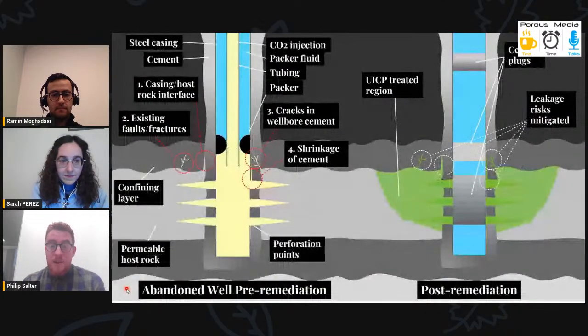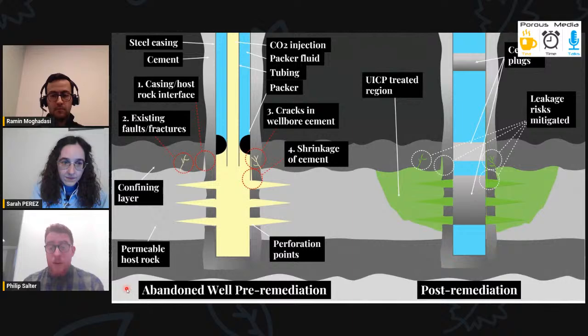Legacy oil and gas wells are often cited as the greatest risk for leakage of geosequestered CO2. There can be gapping at the casing host rock interface, existing faults and fractures, cracks in wellbore cement, and shrinkage of cement, all of which can act as leakage pathways back to the surface.